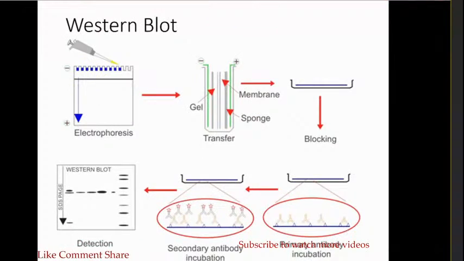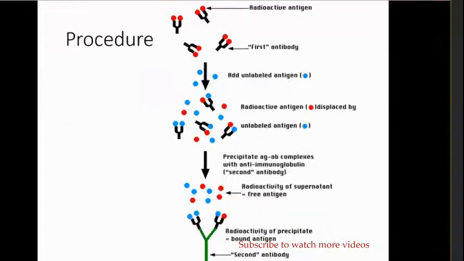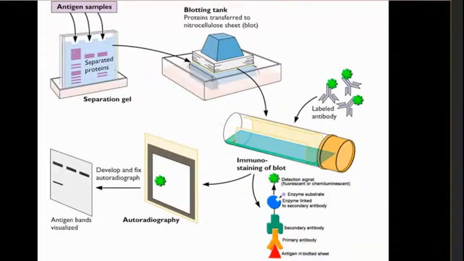After that, we do the washing, then secondary antibody addition, then detection. It's the final step, autoradiography detection. This autoradiography is understood by the band that appears on the membrane. If an interaction happens, it gives some color. Sometimes it may be blue, maybe red. It depends on the antigen antibody interaction or the secondary antibody activity.